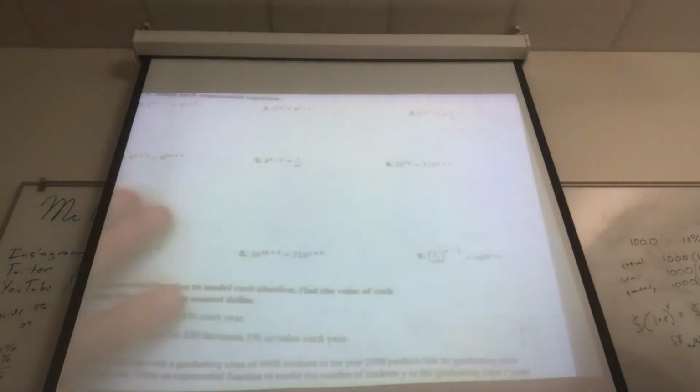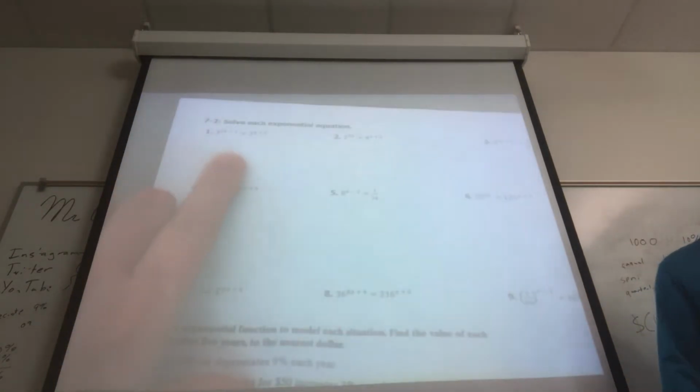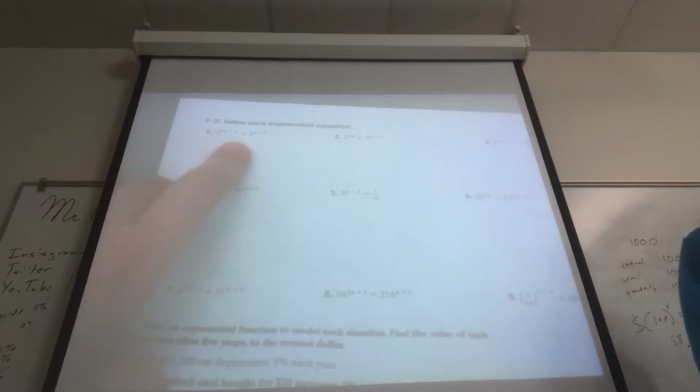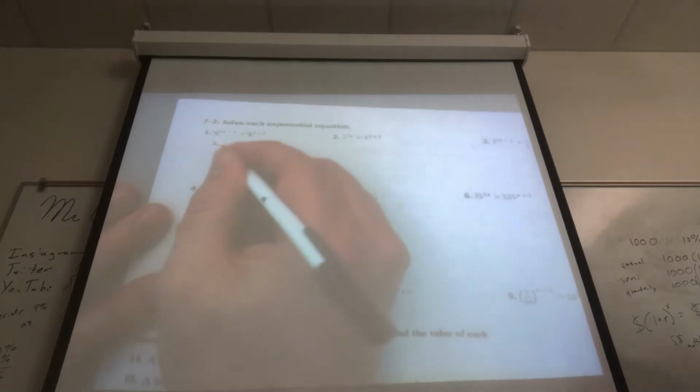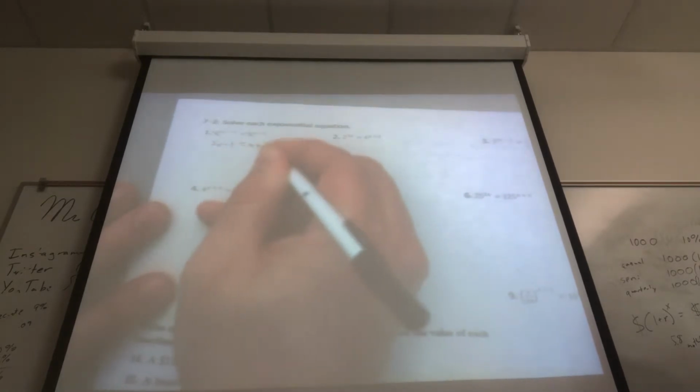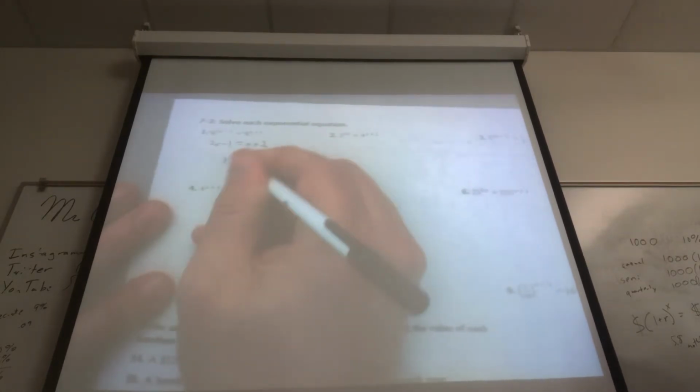On the back side, 3 to the 2x minus 1 equals 3 to the x plus 2. The bases are already the same. You could ignore them. It's 2x minus 1 equals x plus 2. That would be x is 3.